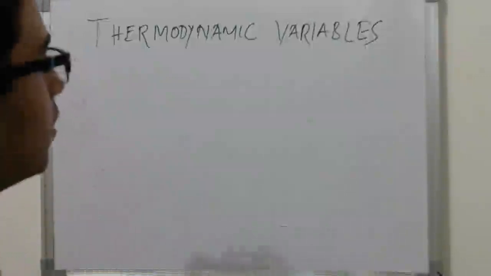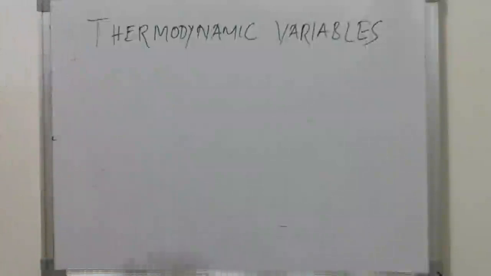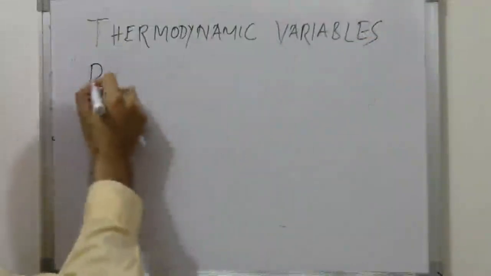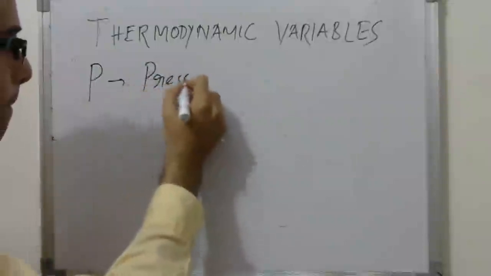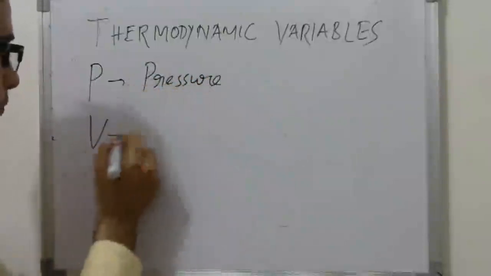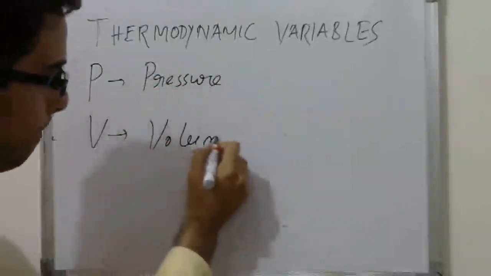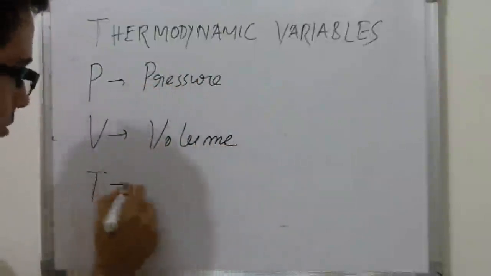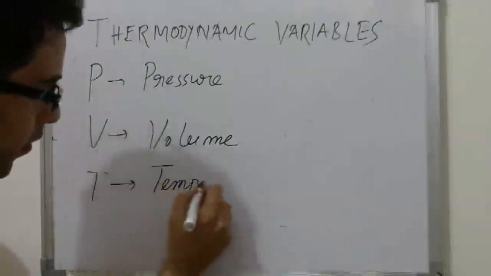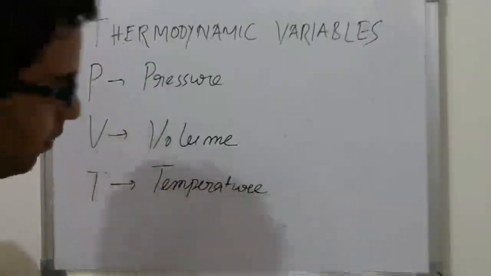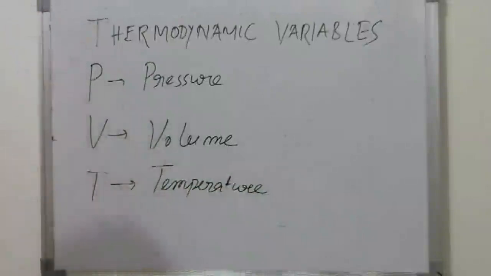Okay, so as you can see, the subtopic of our first session is thermodynamic variables. So what are the thermodynamic variables we are going to deal with? Primarily, there are three thermodynamic variables. One is pressure, this is volume, and there is temperature. Now these are primarily the three principal thermodynamic variables.